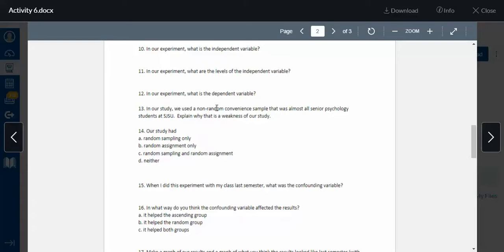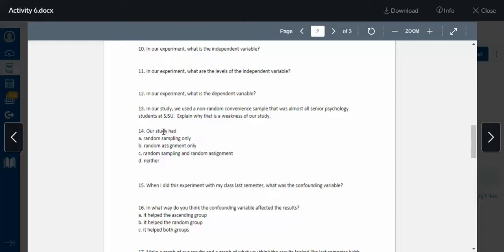So yeah, even if the ascending group does significantly better than the random group in our class, we can't confidently say that the ascending order would have the same effect on people who were not actually represented, like children or anyone else, right? We can only reach the conclusion for college students. So our study had, did it have random sampling only, random assignment only, or both, or neither?